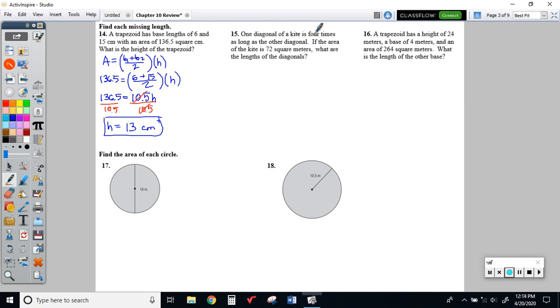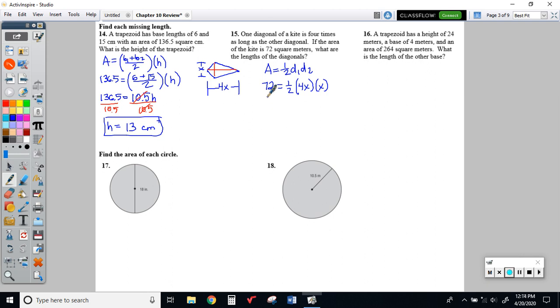So one diagonal of a kite is 4 times as long as the other diagonal. I would say something like this would be a good picture to apply there. This is not drawn to scale, once again, not my best picture by any means, but if that's x, one of the diagonals, and this other one, from there to there, is 4x. So we're looking at the area of a kite, 1/2 d1 d2, plug in what you know to find what you don't. 72, 1/2, and then d1, let's call it 4x, and d2 x.